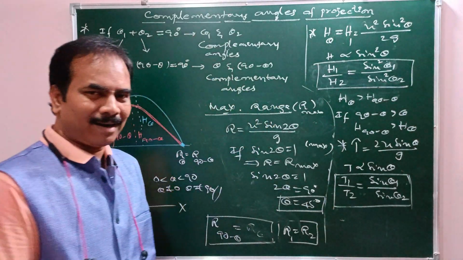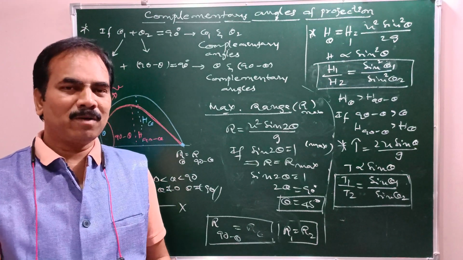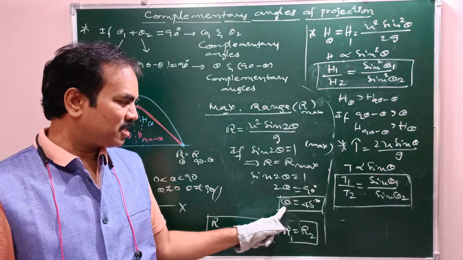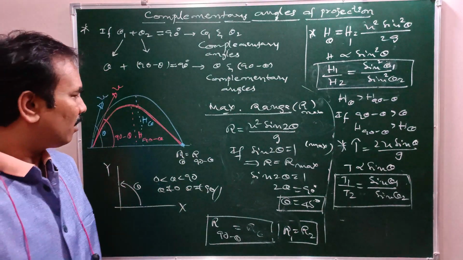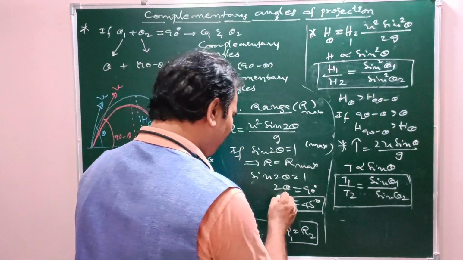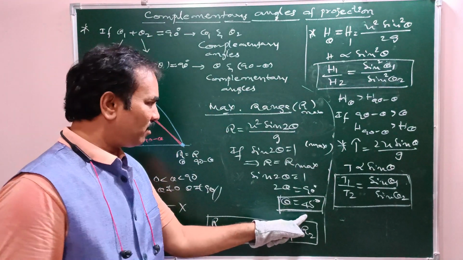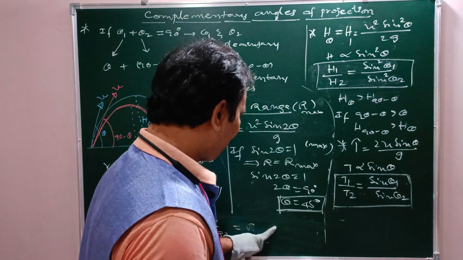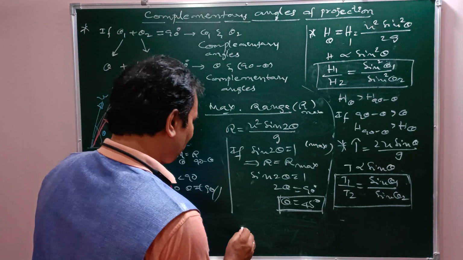So among all possible directions for a given speed of projection at a given place, a projectile possesses maximum range when it is projected at an angle 45 degrees with the horizontal in a plane. So what about R maximum here? We came to know that theta must be 45 to have maximum range for a given speed. So replace here, R becomes R maximum.